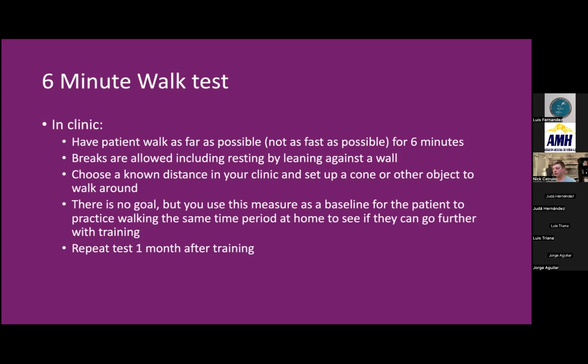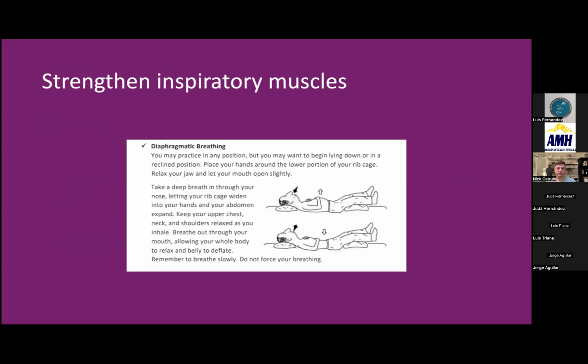If they do poorly on both of these tests, I'm going to give them some strategies to go home with to hopefully improve their performance on these tests. One of the things that's a very easy thing to do is work on strengthening inspiratory muscles. Essentially, you teach them how to belly breathe.